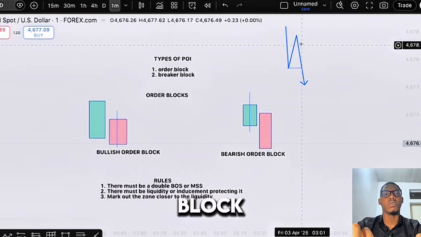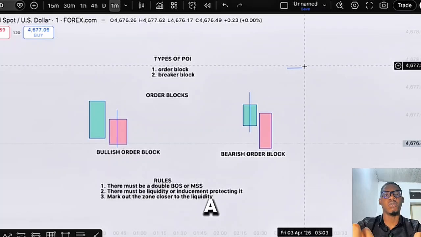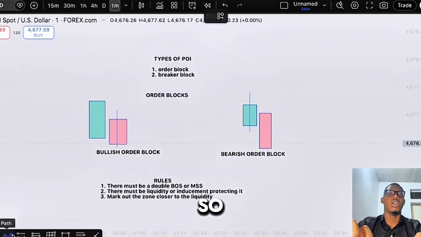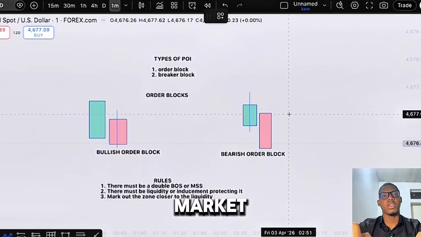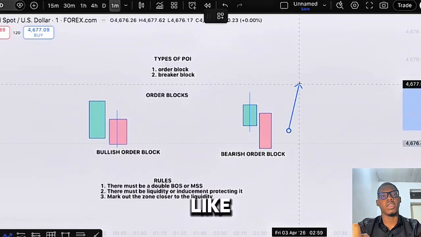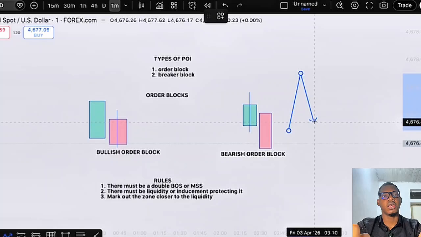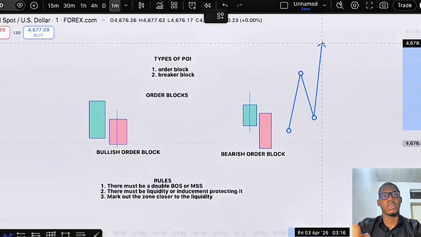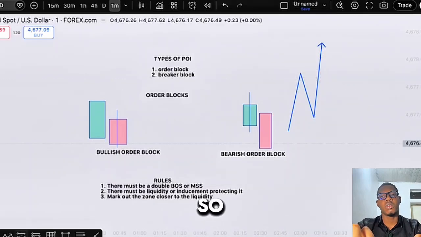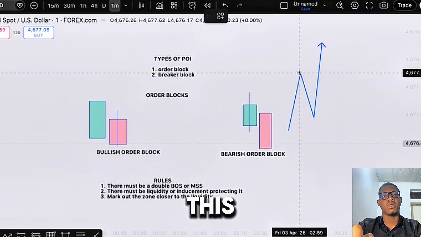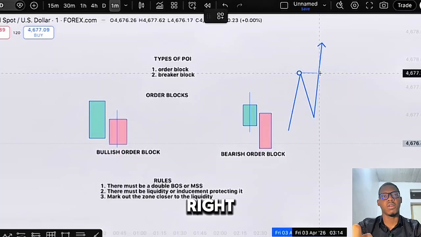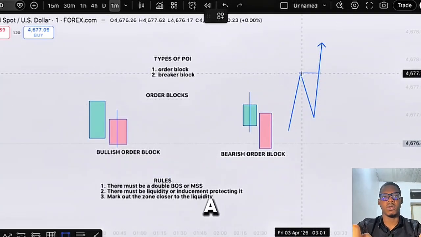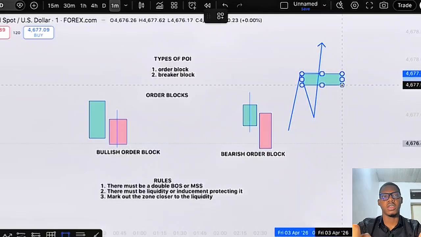Now the second one is the breaker block. So what's a breaker block? A breaker block is known as a failed order block. Let's say in a bullish market, you can see the sequence of higher highs, higher lows, and a new higher high right here. Price came here and formed this break of structure to the upside, so there's this demand zone right here.